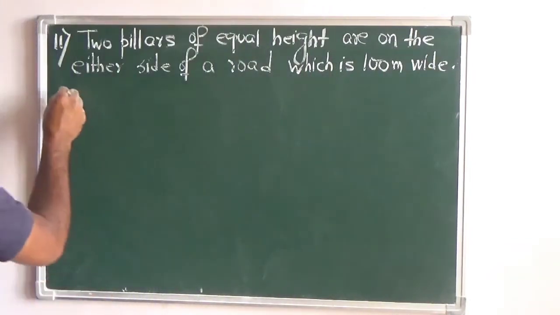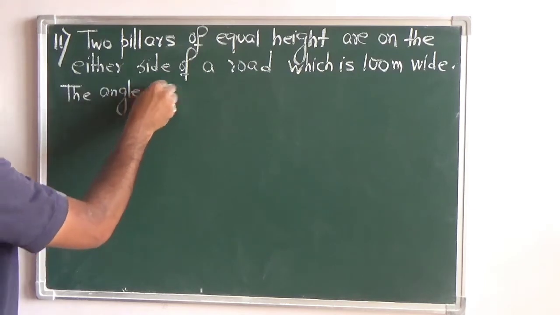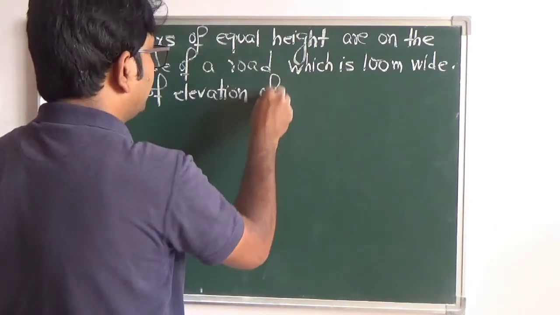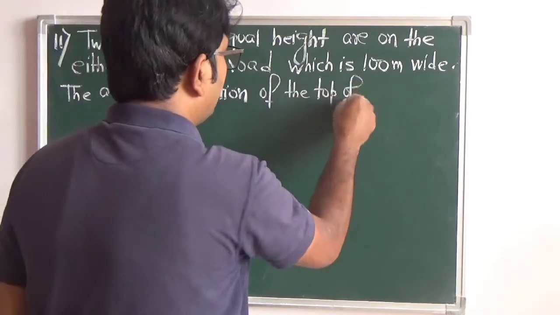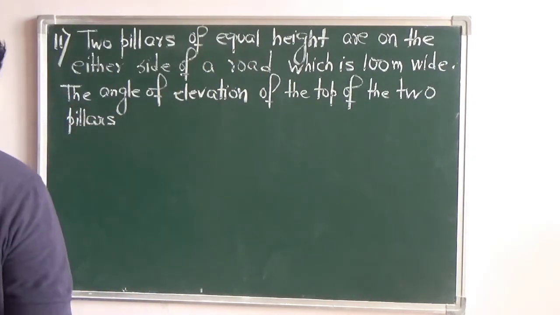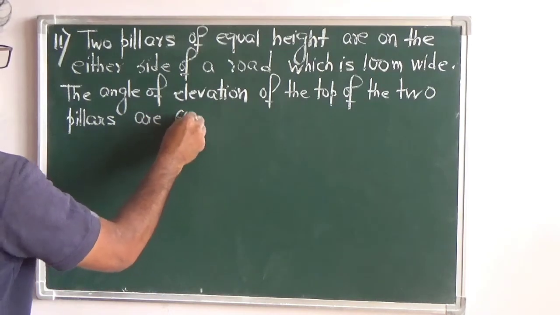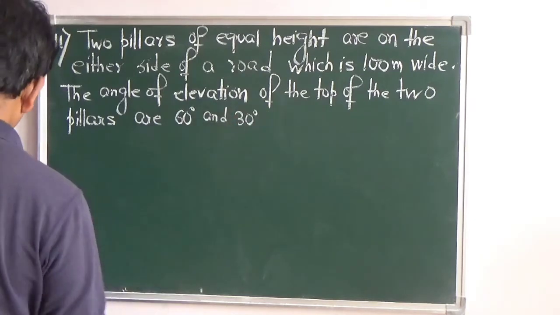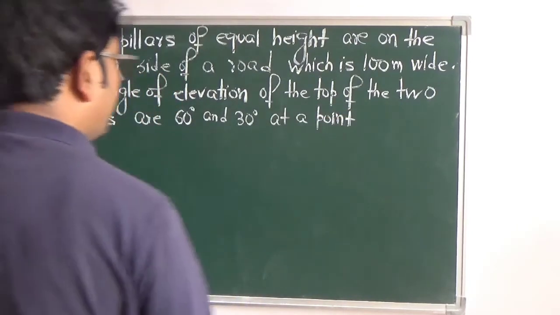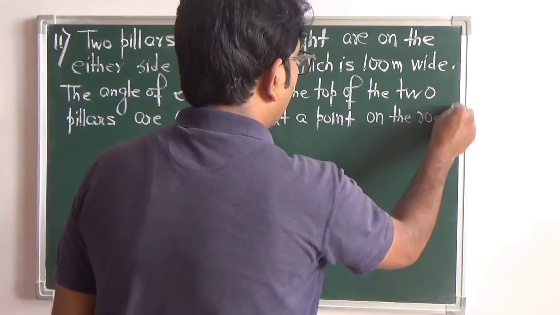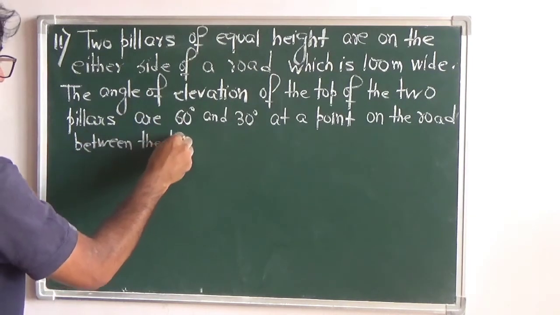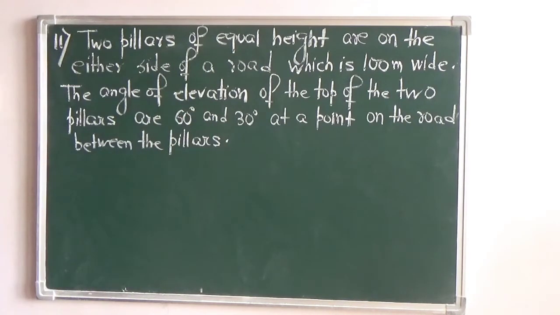The angle of elevation of the top of the two pillars are 60 degree and 30 degree at a point on the road between the pillars. Find the position of the point.